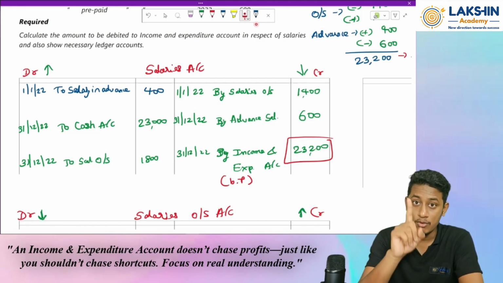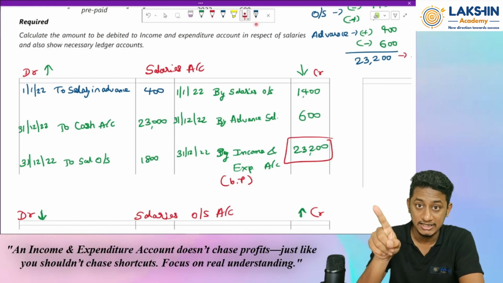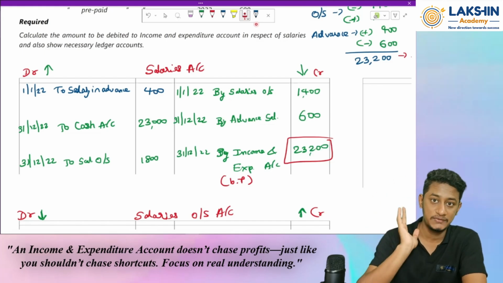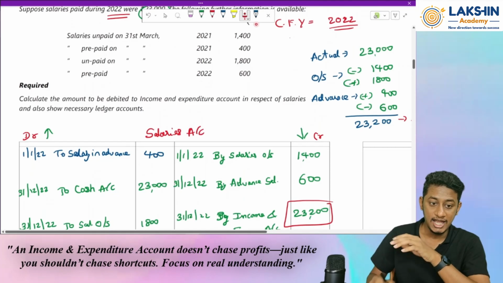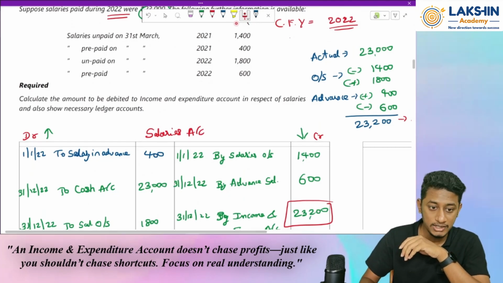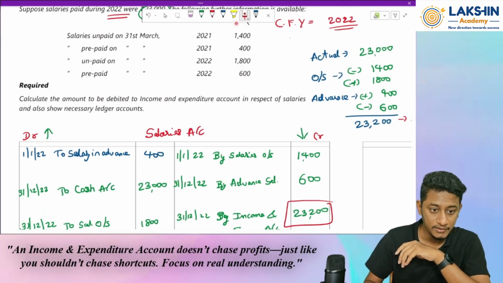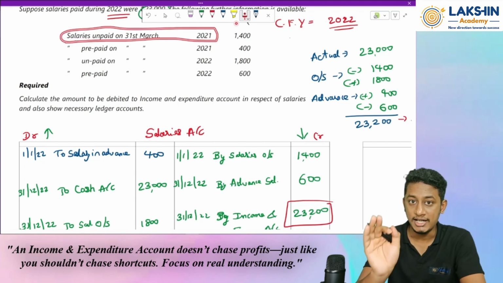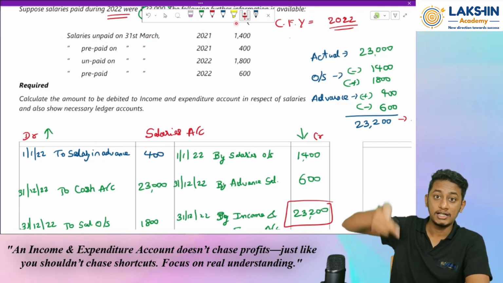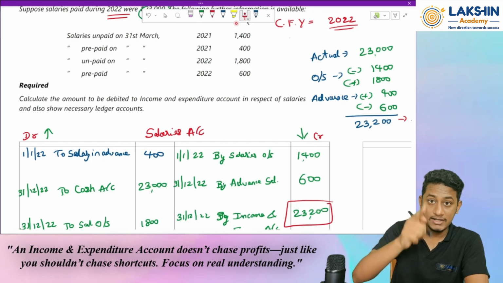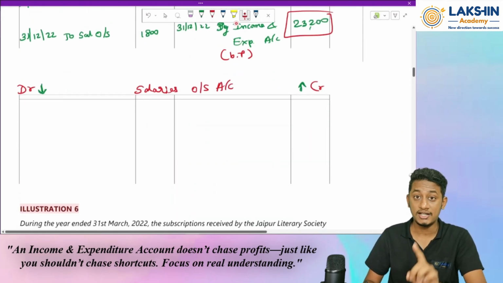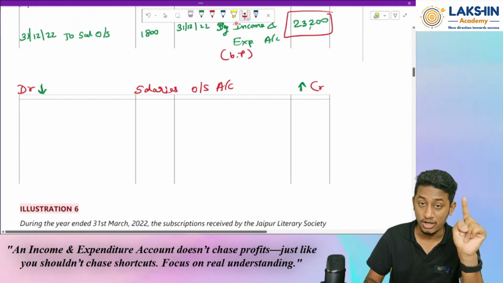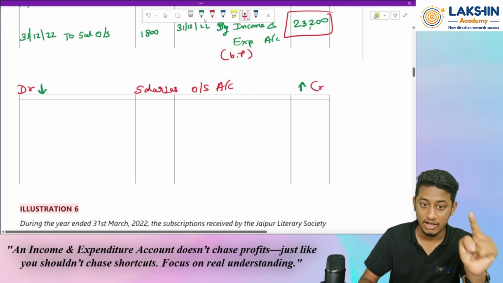And we know that whatever balances we have in the balance sheet will be carried forward to the next financial year, right? So that means whatever outstanding I have of the previous year, unpaid, will be the carry forward balance for this year. So we will write what? We will write on what side? Liabilities will always have a credit balance.